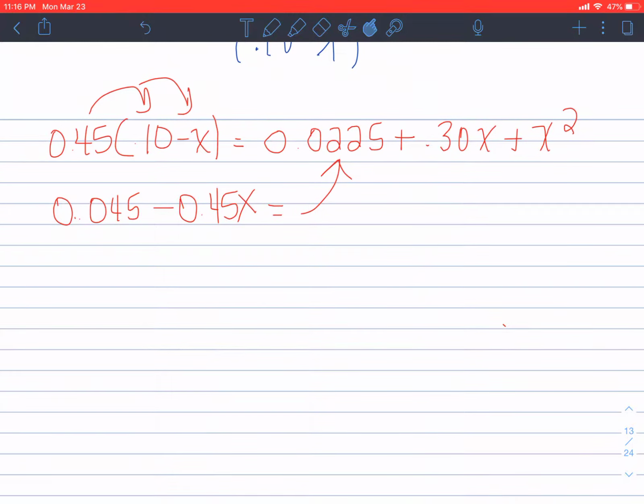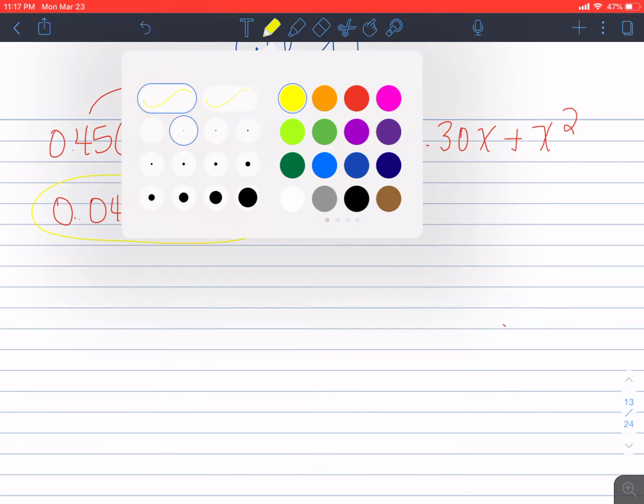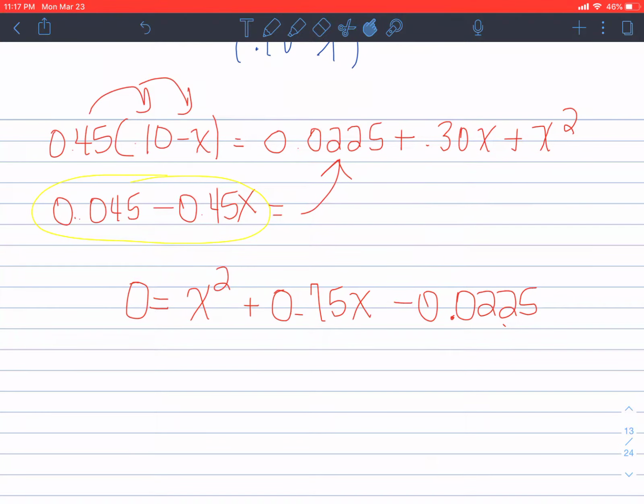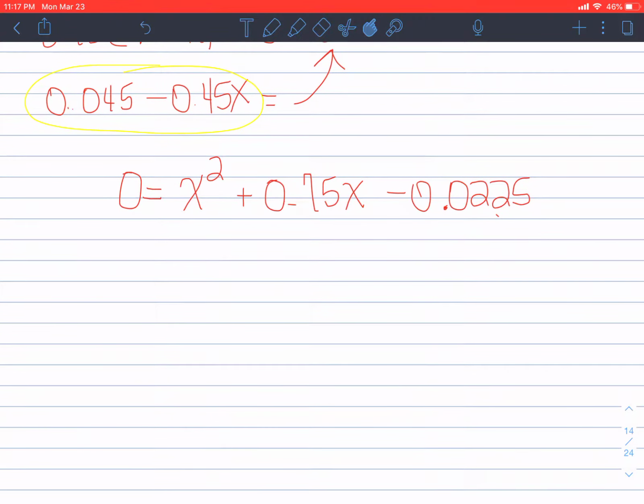Now, what we want to do is get everything to one side because we're going to end up using the quadratic formula. So if we move all of this to that side, remember you do the opposite operation, you're going to end up getting 0 equals, I'm going to reverse this, x squared plus 0.75x minus 0.0225. Now, once again, I skipped a bunch of the algebra steps because at this point you should be in a high enough math that you would know how to do that. Not in your head, but you should be able to do that on your own.